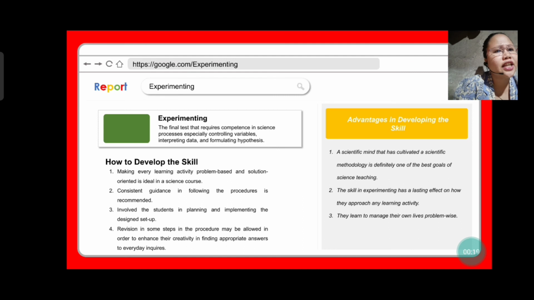And then, third is that they learn how to manage their own life problem-wise. So, di ba? If they have a problem, they will use the scientific methods for them to find a solution. They will gather data. Magamit gid nila nga skill of experimenting.